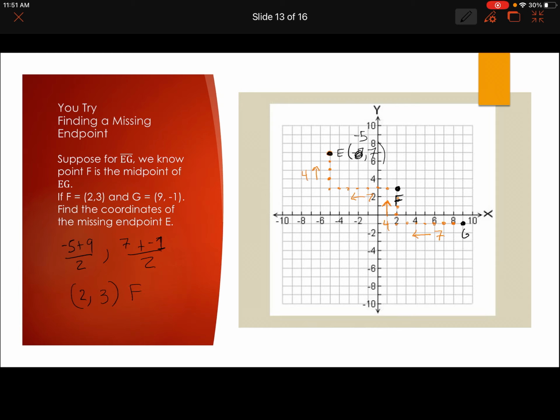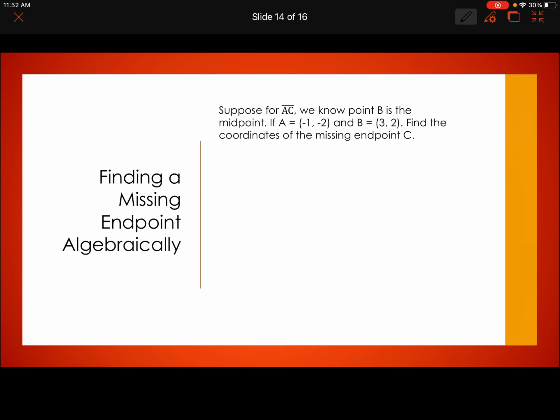So again, you see that we actually get the midpoint once we check our work. All right, so now in addition to using a graph, we can also just use algebra to get our answer. So remember, the midpoint formula is x1 plus x2 divided by 2, and the y coordinate is y1 plus y2 divided by 2. We're going to work the same problems from the previous 2 slides, but we're going to use algebra to get there.